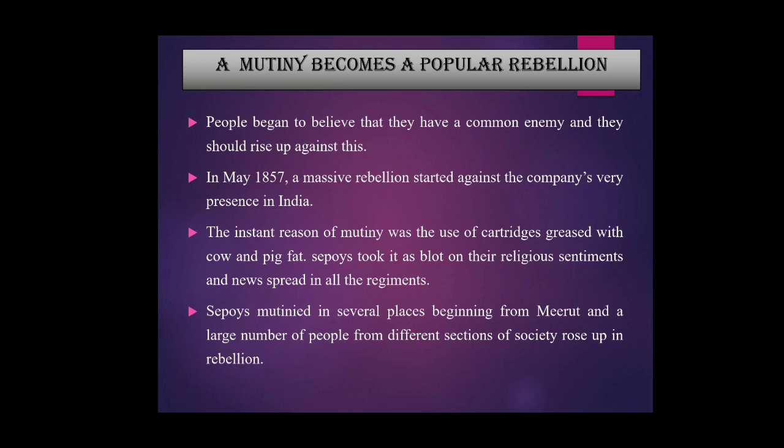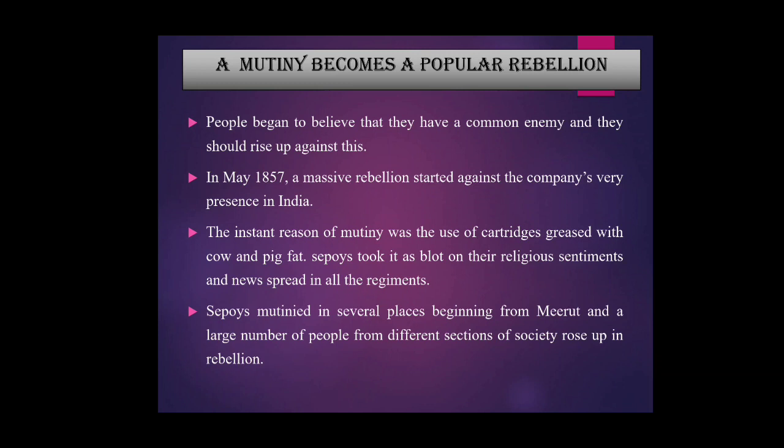People began to believe that they have a common enemy, and that they should rise up against it. So now you understood the background, who the people were who were suffering because of British law and policies, and were not satisfied and were disappointed. Now what will be the result, what will they do later? They will start a revolt, a big protest, which is going to be known as the revolt of 1857.